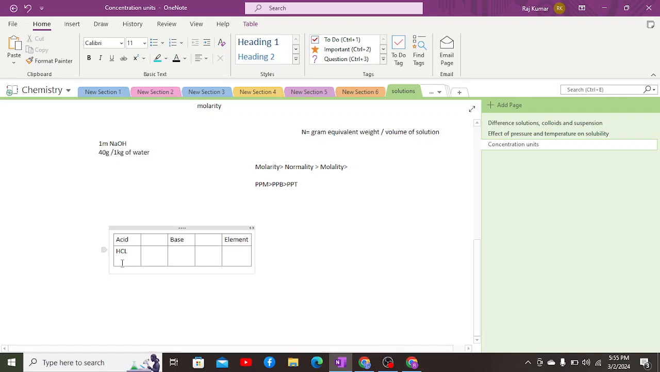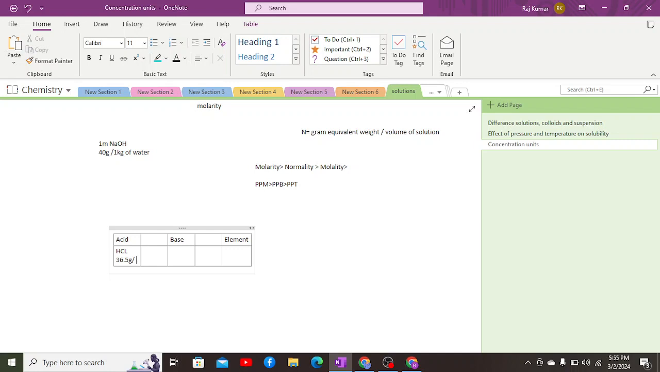Now what is the molar mass of HCl? It is around 36.5 gram. And when we divide 36.5 gram of HCl by the number of hydrogen ions HCl is having, then at that moment we'll have its gram equivalent weight. So gram equivalent weight is the molar mass divided by the number of hydrogen ions in an acid.